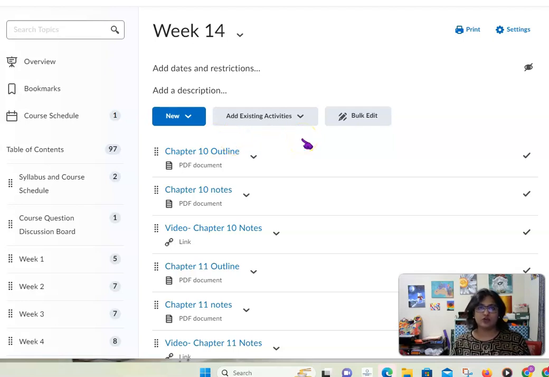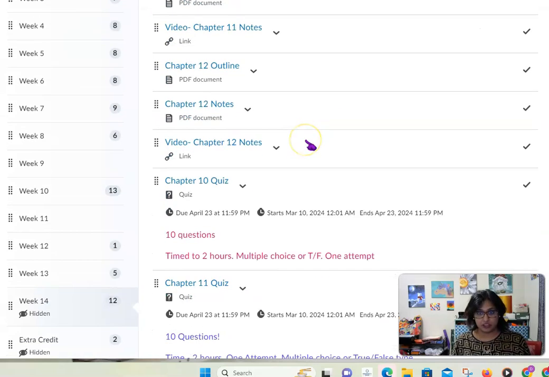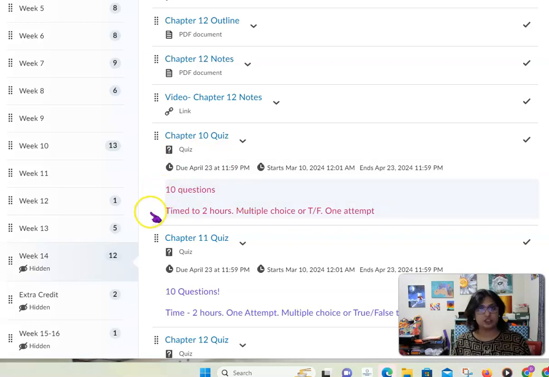This week you have your chapter 10, 11 and 12 quizzes. Each one of them is only for 10 points each. So 10 questions, 10 points, multiple choice, and you have a limit of 2 hours. So 10, 11 and 12, which are related to your ANOVA, post hoc and everything.